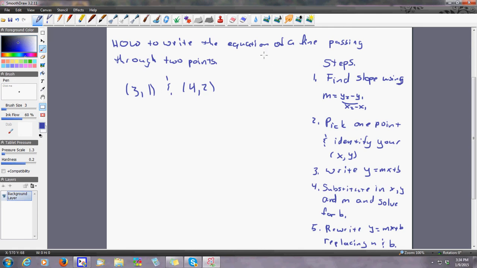And we're gonna write the equation of a line passing through 2 points. I feel kind of bad. She just left the room, assuming that I'm doing something important.